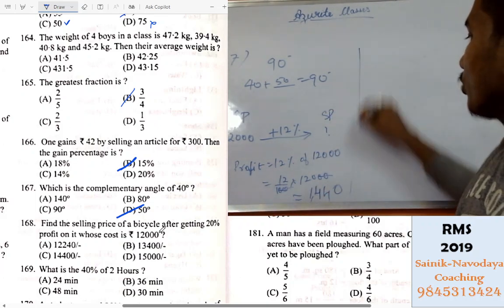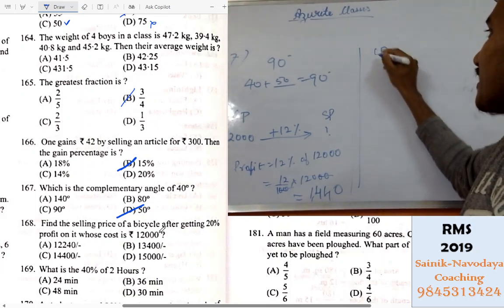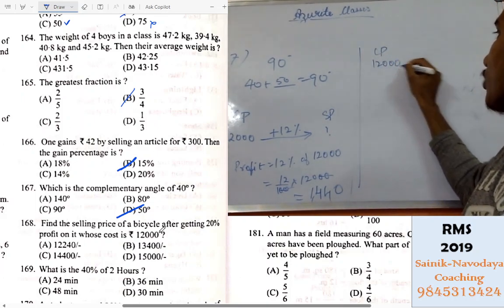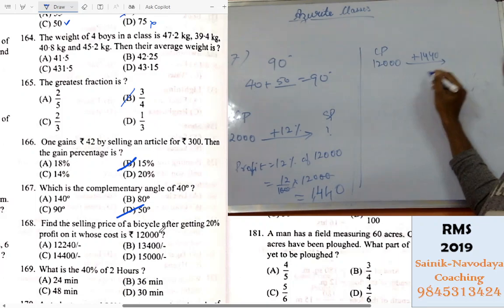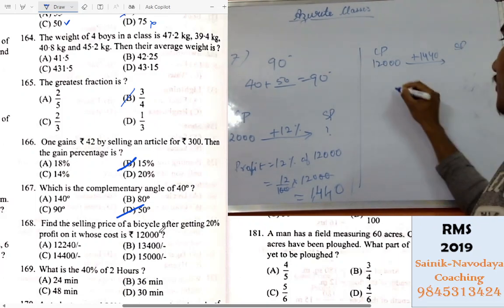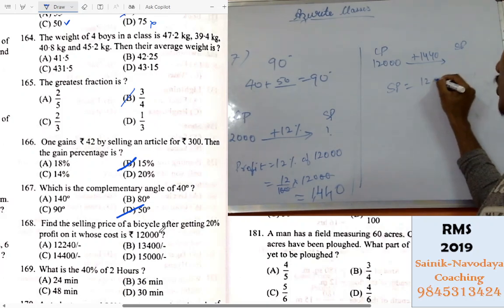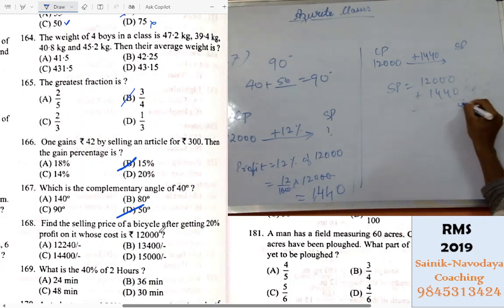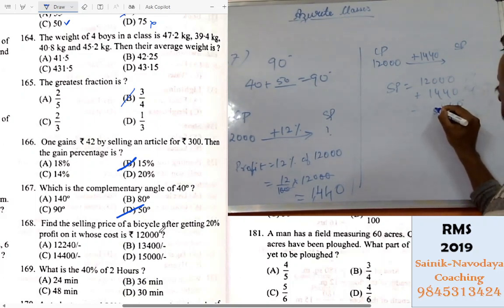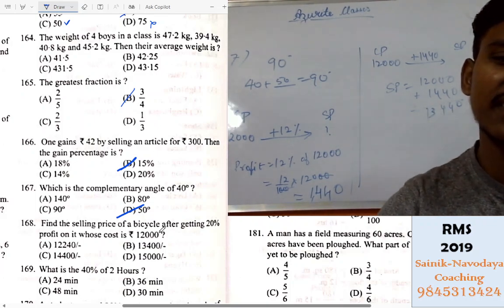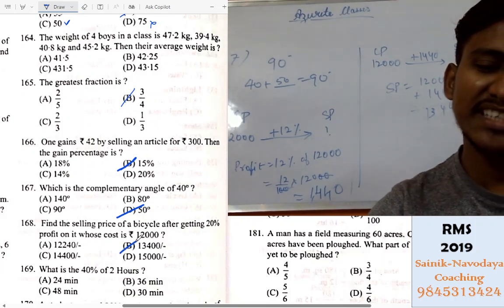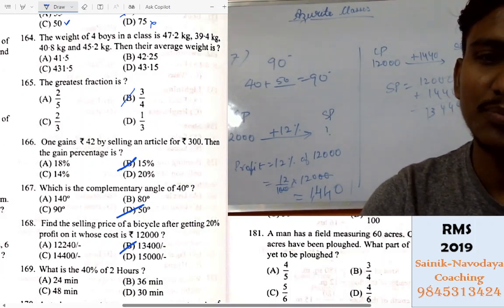Yes, so what we have to do with that profit? The cost price is 12,000, so we have to add 1440, that is the profit. So what will be the selling price? 12,000 plus 1440, if you do, you will get the answer as 13,440. So the option is option B. Everyone, easy, is it? Yes, option B is the answer. Okay.